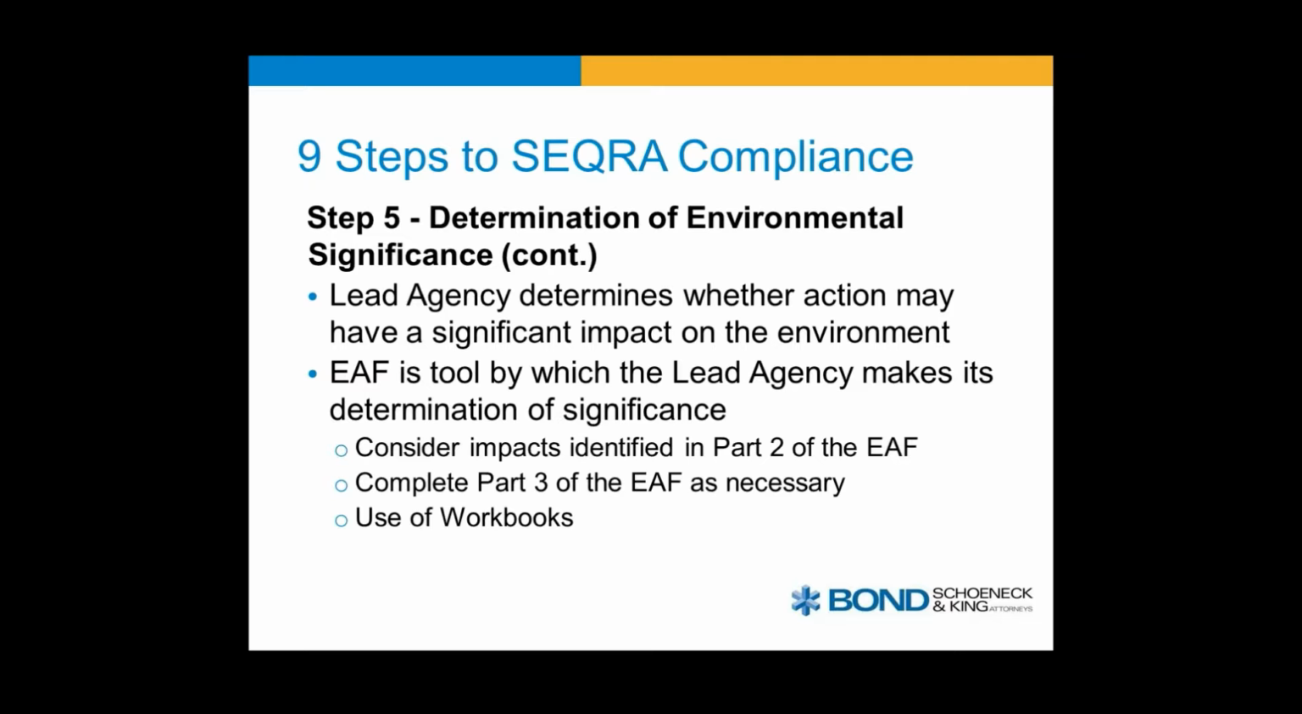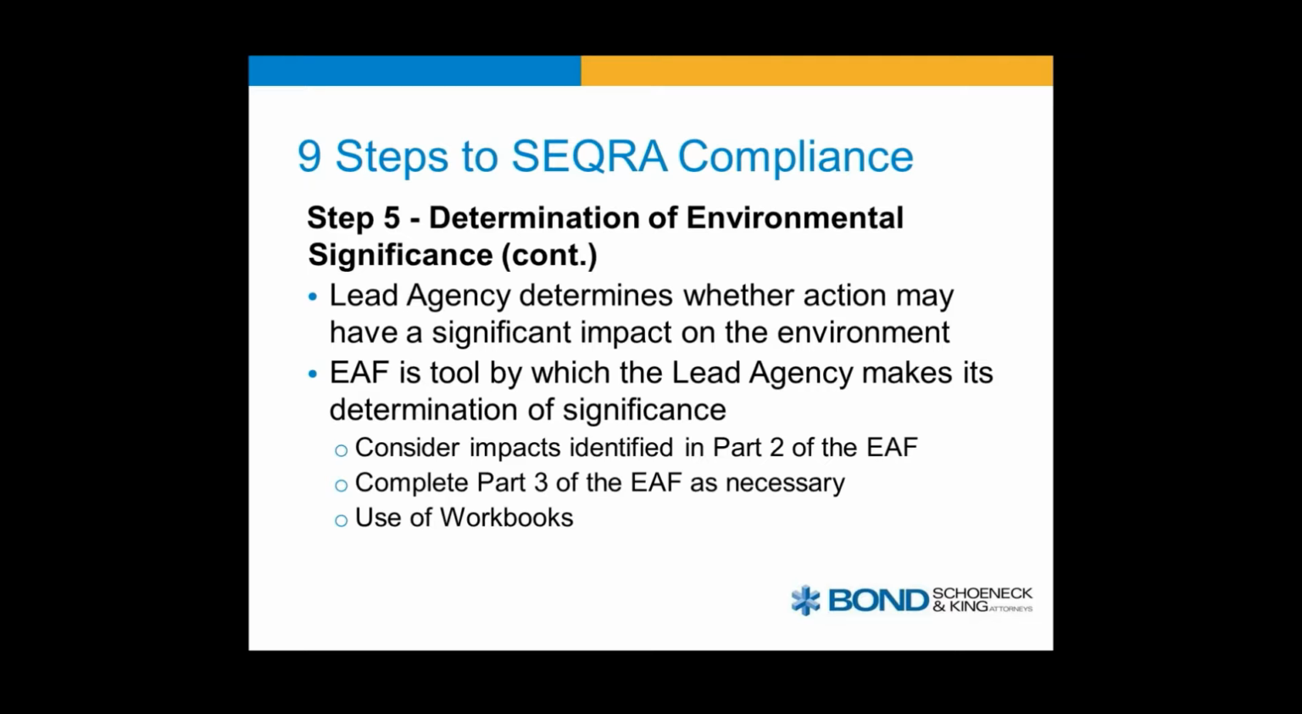The lead agency will consider impacts identified in Part 2 of the EAF and then complete Part 3 as necessary. So Part 2 contains a list of different potential impacts that various projects may cause to occur. So it looks at not just the potential impacts, but what's their magnitude.